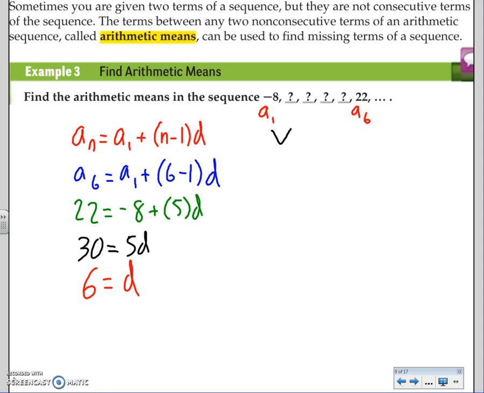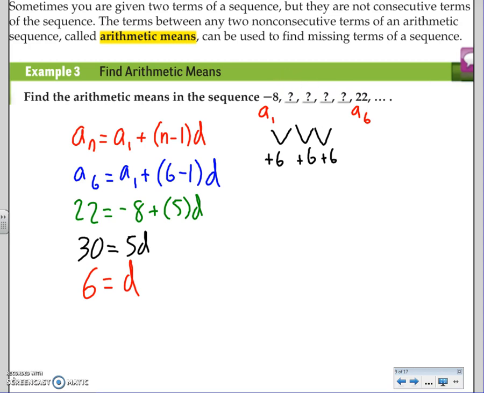So -8 plus 6 makes this 14. Now use blue. Alright, then 14 plus 6 will make this 20. Alright, 20 plus 6 will make this 26. Oh, I'm bad at math.